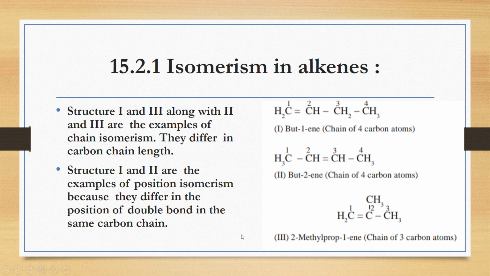But if you observe structure 1 and 2, the chain of carbon atoms is the same, the position of the double bond is different, and that is why they form position isomers. And the phenomenon is called position isomerism.